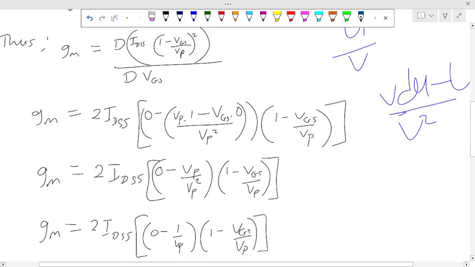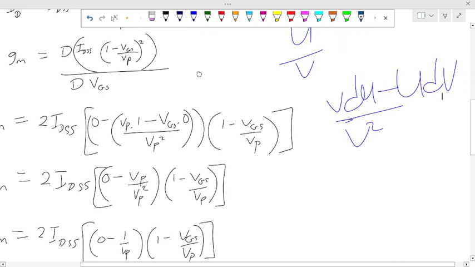Okay, so let's continue. So 2 IDSS, that's what we have here, correct? Now this is 0, it's out. What we are left with is VP, VP all over VP squared. Oh, I forgot to mention: doing this quotient rule gave us this part, minus. Doing this gave us this part, all over v squared.